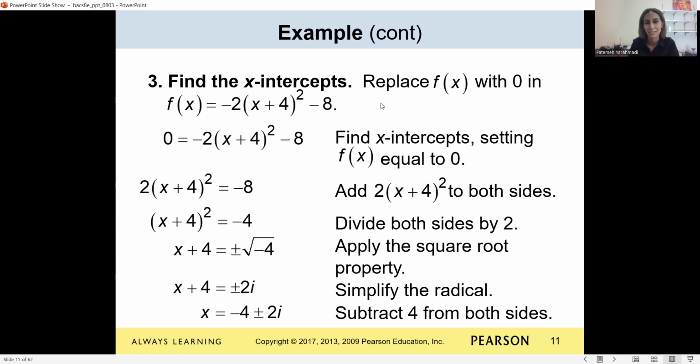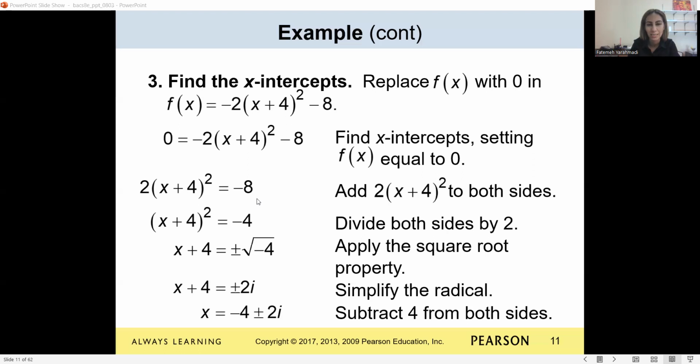And we can find the x-intercept. To find the x-intercept, we are finding the points of intersection with the horizontal line where y is 0. So since y is equal to 0, you're going to set your function equal to 0. So you end up with -2(x + 4)^2 - 8 = 0. Well, you can bring -8 to one side, or you can bring the other term to the other side. You end up with 2 times (x + 4)^2 equals -8.